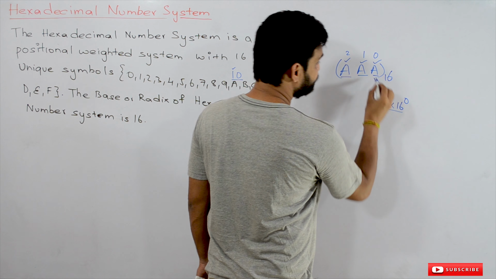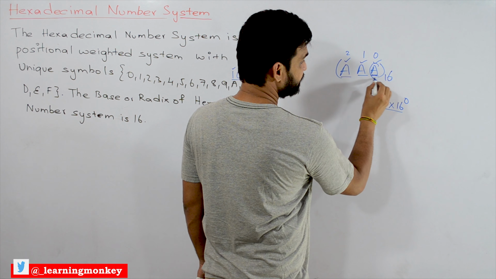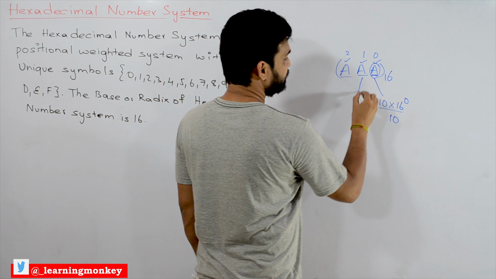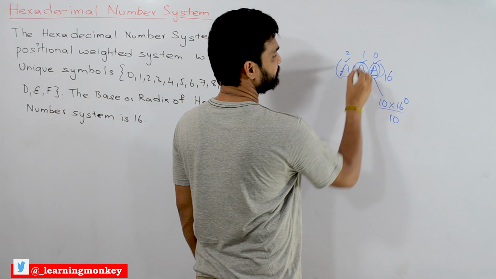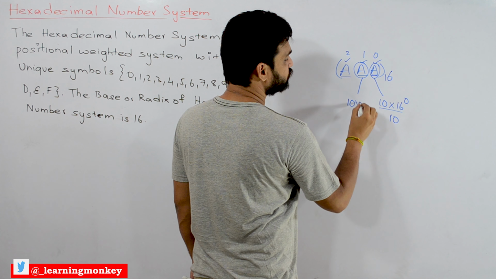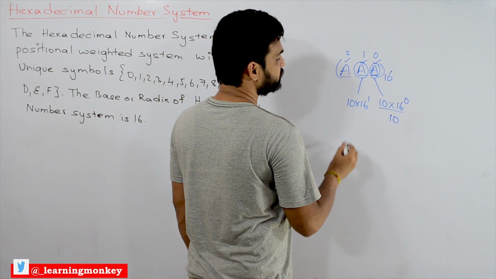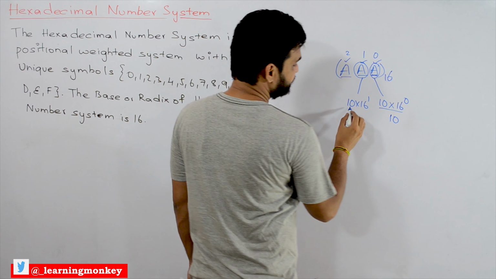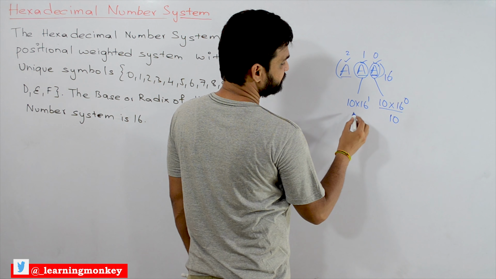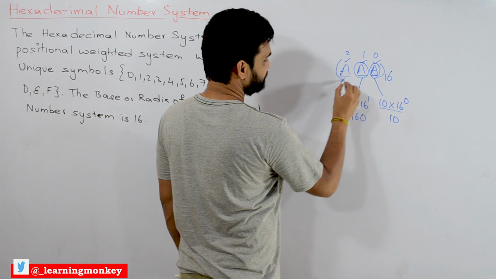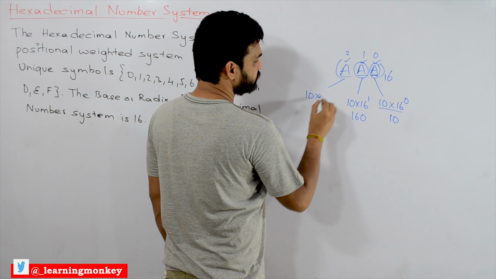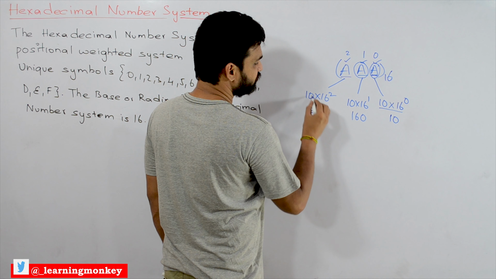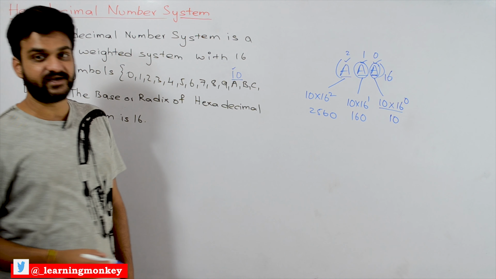So what is the value of this A here? This A's value is 10 into 1, so it is 10. Similarly, what is the value of this A? The value of this A is the digit value into base to the power of position. A means 10, so 10 into 16 power 1, which is 160. Similarly, for this one it is 10 into 16 squared. 16 squared is 256, and 256 into 10 is 2560.